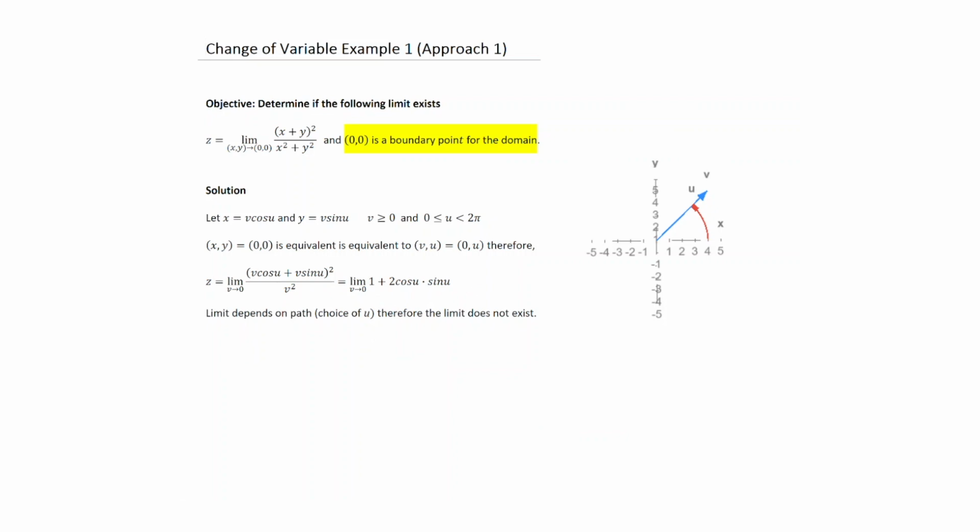However, the limit will depend on the value of u. And what is u? Well, u is just this angle. So if I change this angle, that means this radial line is pointing in a different direction. So if I come down this path, approaching 0, I get one value. If I move this over here, so it's in this direction, and redo this calculation, I get a different value. Hence, the limit does not exist.